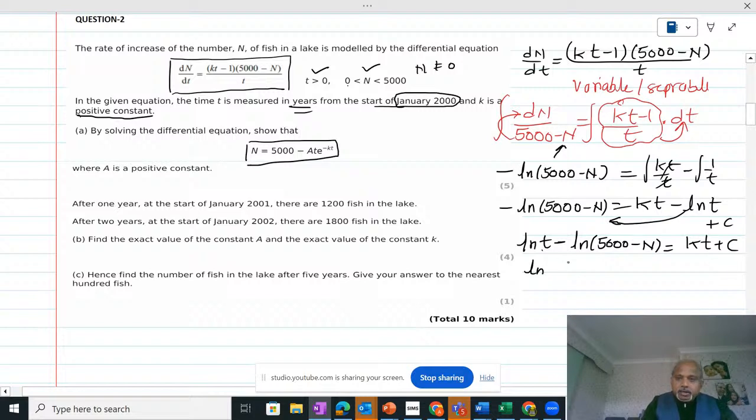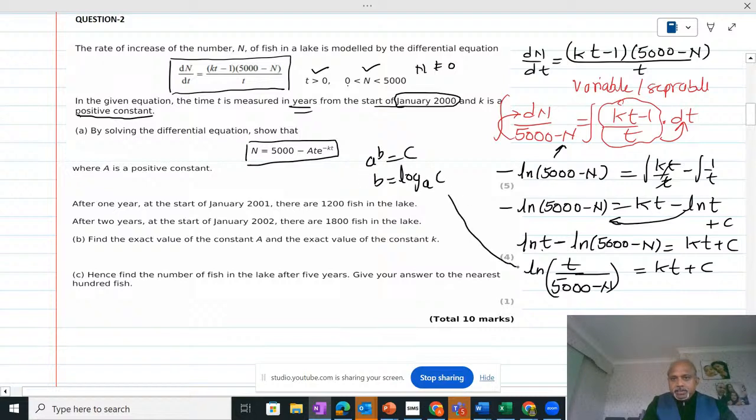So here we can write down ln of t over 5000 minus n. Okay, so here we have applied this ln formula equal to kt plus c. Again we are using, if a to the power b equals c, then we can write b equals log base a of c. The same thing we are going to apply here. So it should be t divided by 5000 minus n equal to e to the power kt plus c.